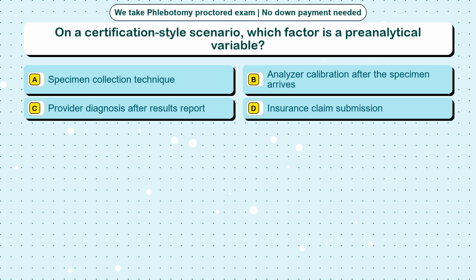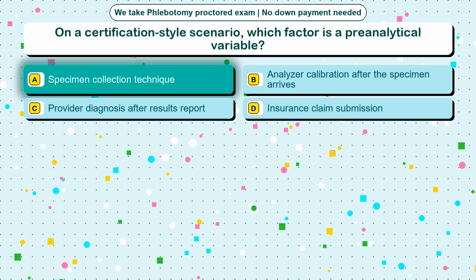Option A, specimen collection technique. Option B, analyzer calibration after the specimen arrives. Option C, provider diagnosis after results report. Option D, insurance claim submission. The correct answer is option A, specimen collection technique.